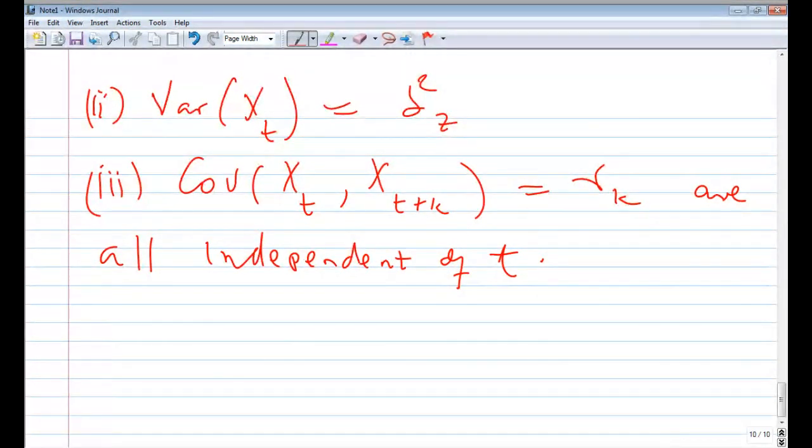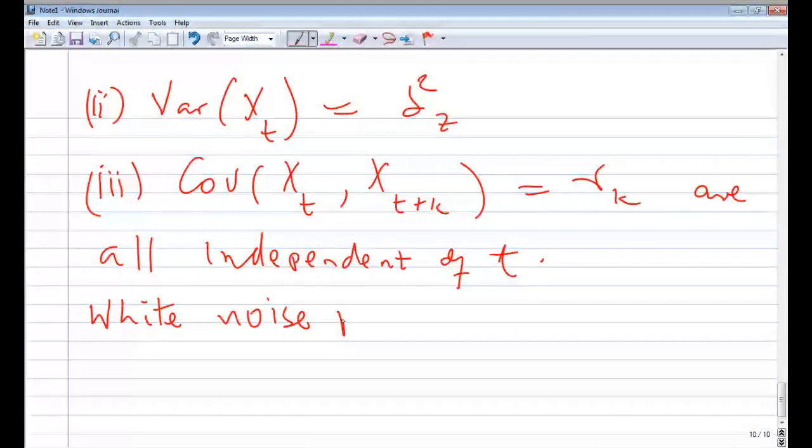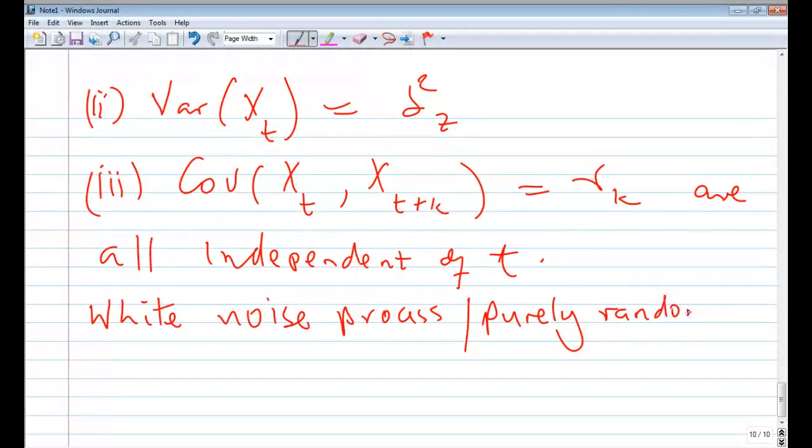Now let's go to what we call white noise. It's not black, it's not blue, but it's white. Why do you call it white noise? You can call it a white noise process or a purely random process. A white noise process is a purely random process. What is a purely random process?